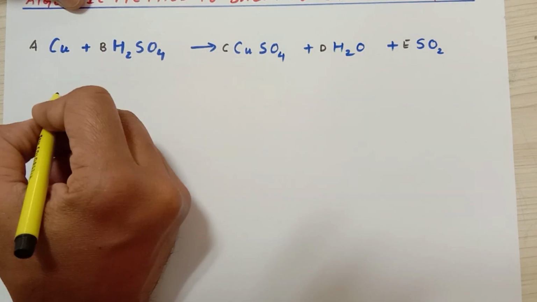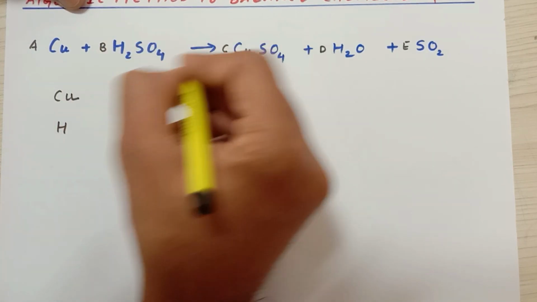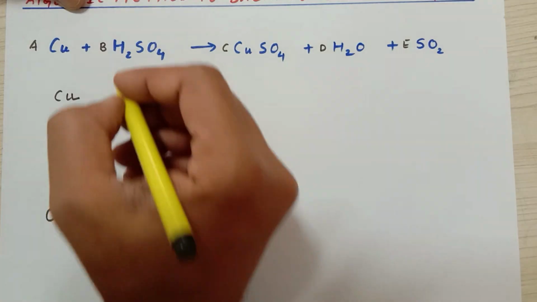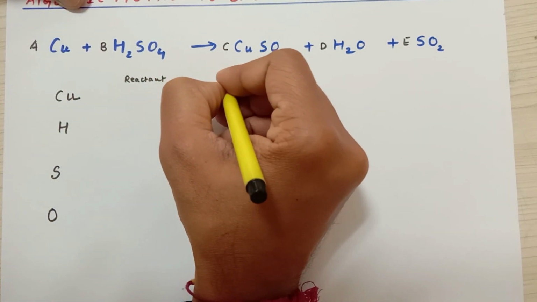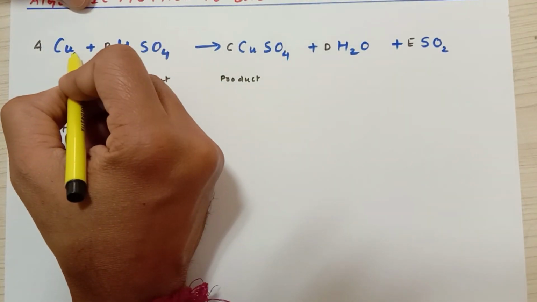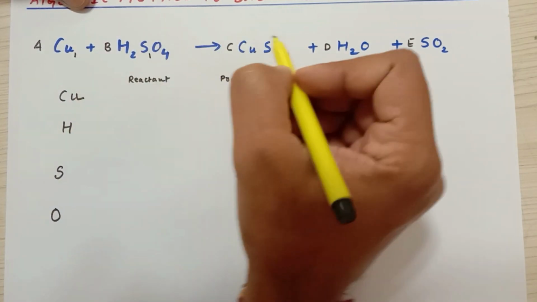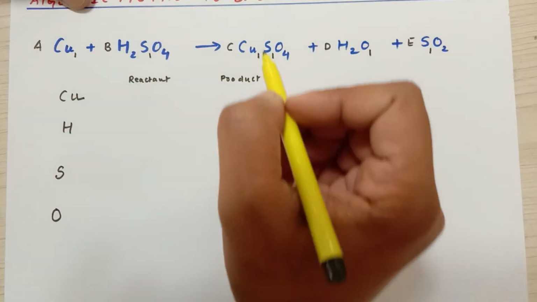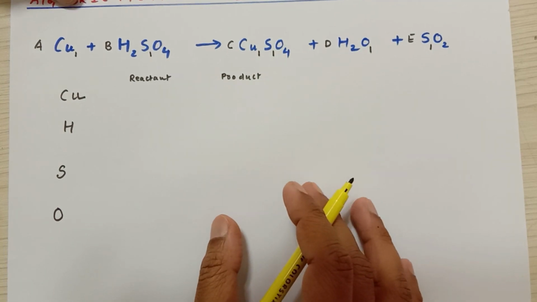So the first reactant is copper, the second reactant is hydrogen. Make sure you just write down the symbols of all the elements. Then you have sulfur, and then you have oxygen, correct? Now I'm going to write down the reactant and product over here. Now if you don't find any number at the bottom over here, that means it is 1. Here 1, here 1, again 1, again over here 1, and sulfur 1. That means over here you have 1 atom of copper, 1 atom of sulfur, and 4 atoms of oxygen, correct?